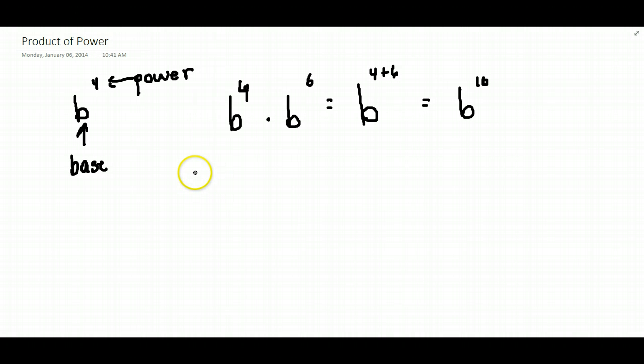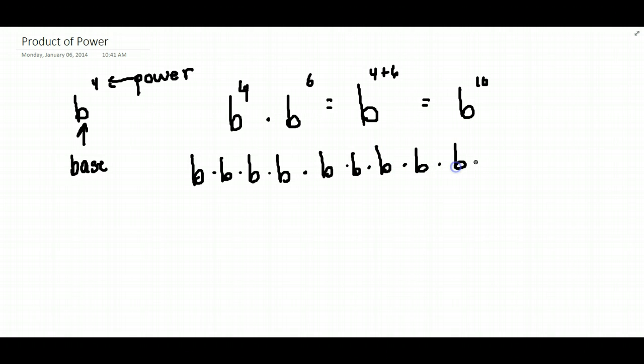Because if you were to write this out long, you'd have b times b times b times b as your first term, times b times b times b times b times b times b. And when you multiply all those b's together, there's 10 of them, so that becomes b to the 10th power. So that's why you can add your exponents if you have the same base.